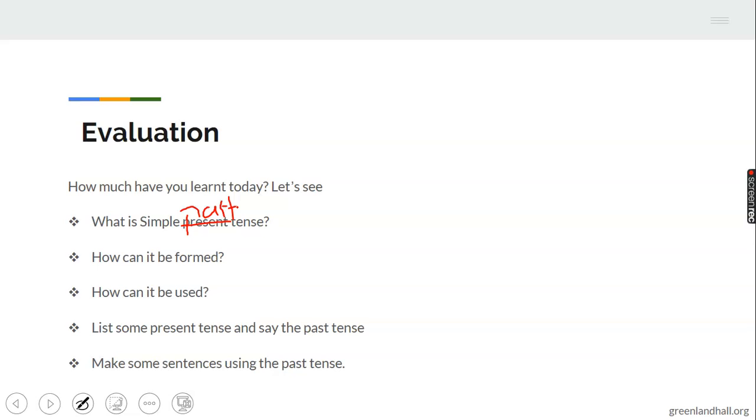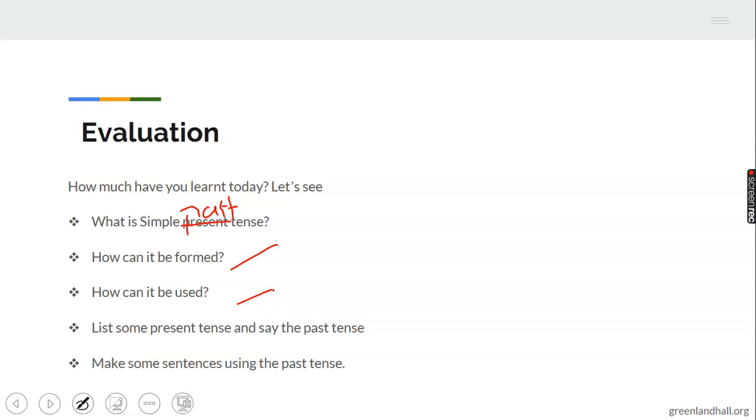Okay. So question number 2 says, how can it be formed? Anybody? Okay. You can form it using the regular way or the irregular way. That is good. Then the next question says, how can it be used? How can we use them? Okay, we can use them in interrogation and in negative sentences. Good. And we can also use them for a normal action that took place in the past.